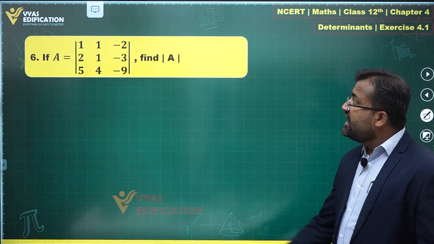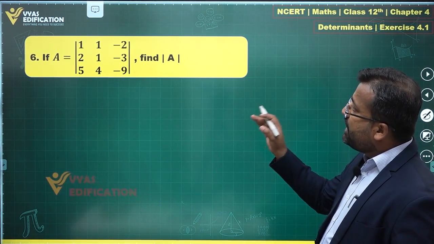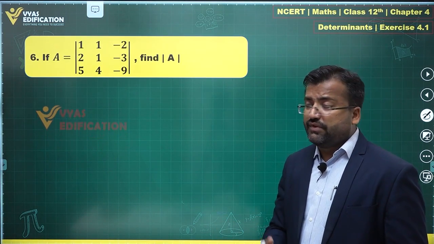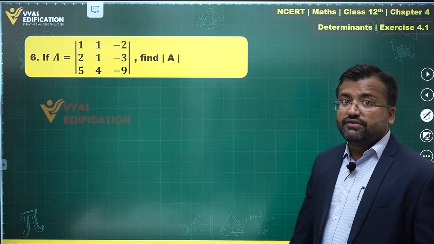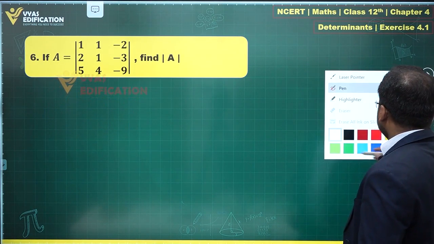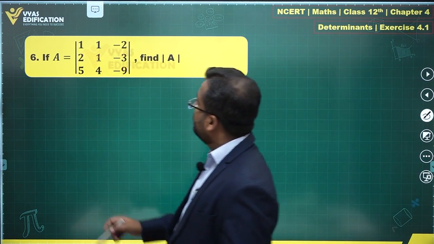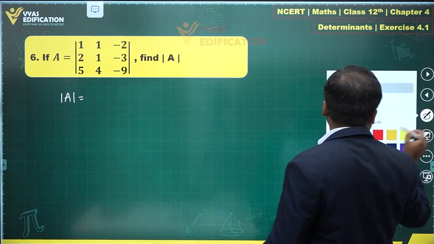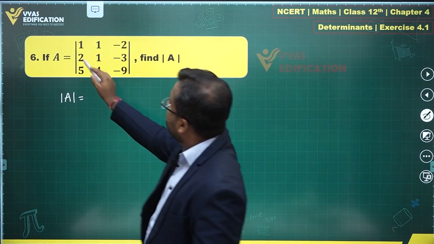Sixth, if A equals 1, 1 minus 2, 2, 1 minus 3, 5, 4 minus 9, find determinant of A. That's what we are supposed to find. Let's find the value of this determinant with the ideas and concepts developed. So determinant of A for this matrix, mind you, this is a matrix over here. This is not a determinant, this is a matrix, right?